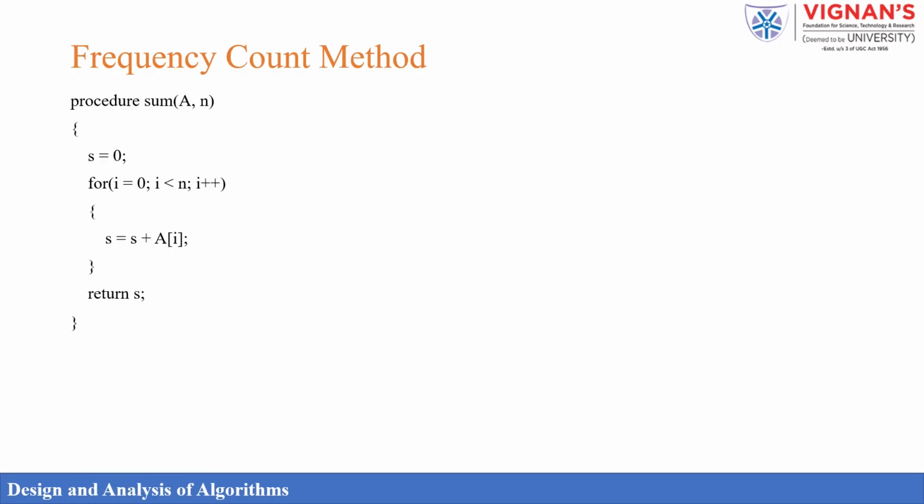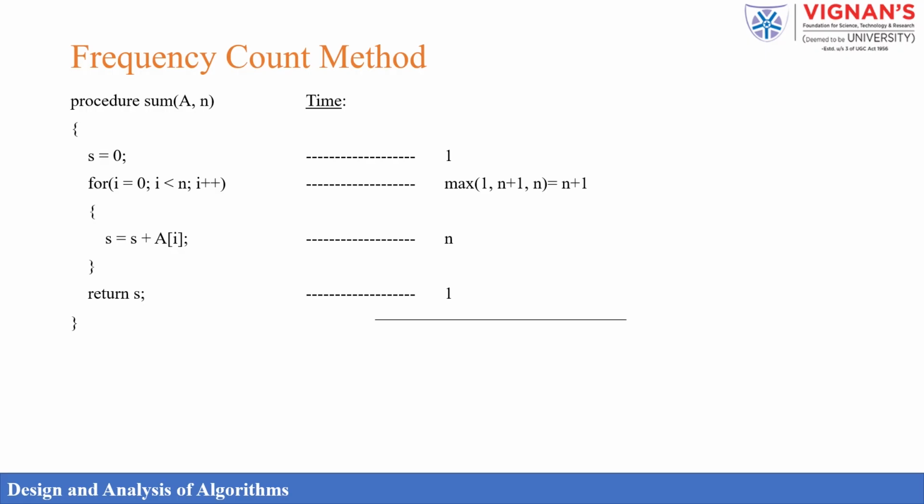Consider a procedure named sum, which calculates the sum of array elements. First, the variable s is initialized to 0. This statement executes only once. Next, the for loop runs from i equals 0 to i less than n. The loop condition is checked n plus 1 times. Inside the loop, the statement s equals s plus a of i executes n times. Finally, the return statement executes once.